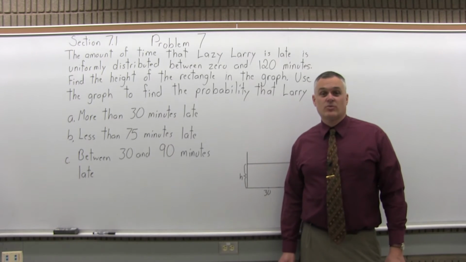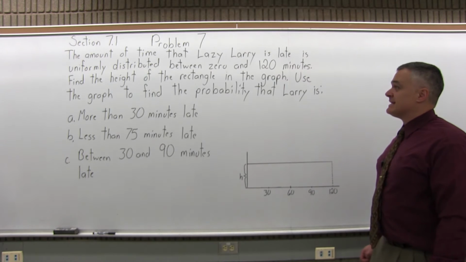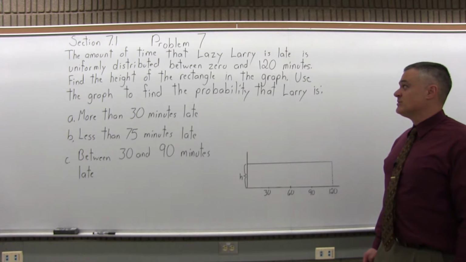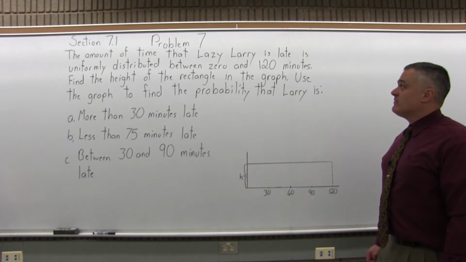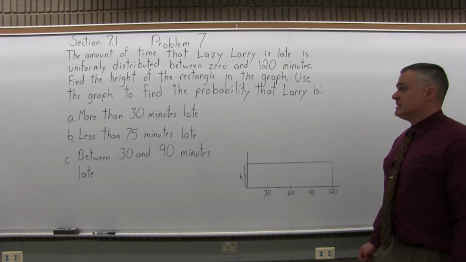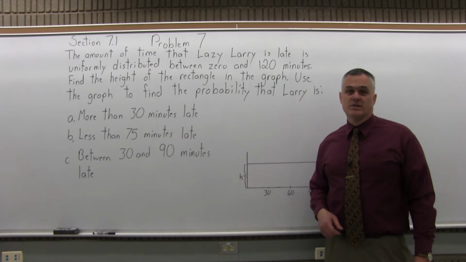This is Section 7.1, Problem number 7. It says the amount of time that Lazy Larry is late is uniformly distributed between 0 and 120 minutes. Find the height of the rectangle in the graph and use the graph to find the probability that Larry is more than 30 minutes late, less than 75 minutes late, and between 30 and 90 minutes late.